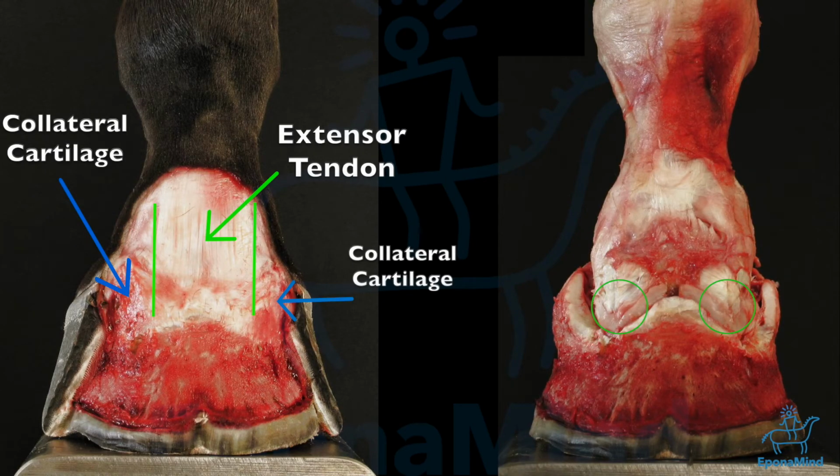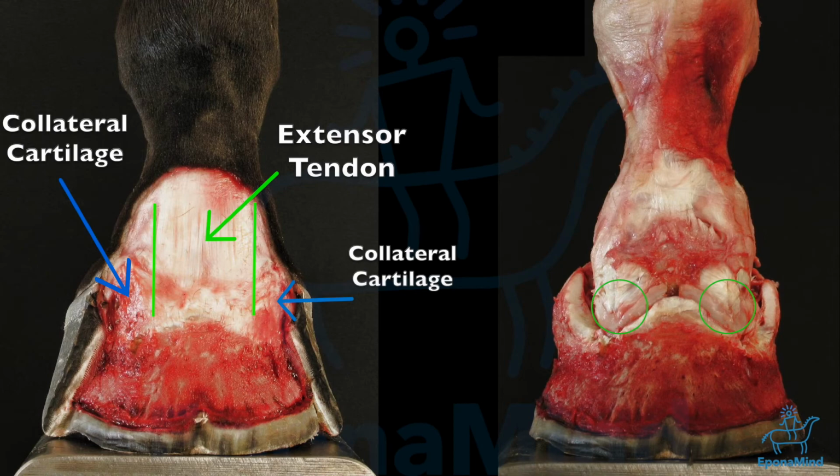Anatomically, the coronary gaps are located between the end of the collateral cartilages, blue arrows, and just before the medial and lateral side of the extensor tendon, shown by the green lines. This is actually an indentation between the end of the collateral cartilages and the extensor tendon.